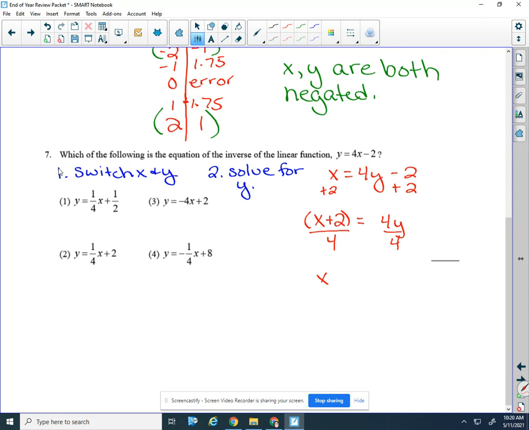So you end up with x plus 2 over 4. Now look, I could split this up, because usually that's what happens. So we'll start here. This is 1/4 x, and 2 over 4 is the same thing as 1/2. So for a multiple choice, you generally have to do some simplifying. So our answer is number 1.